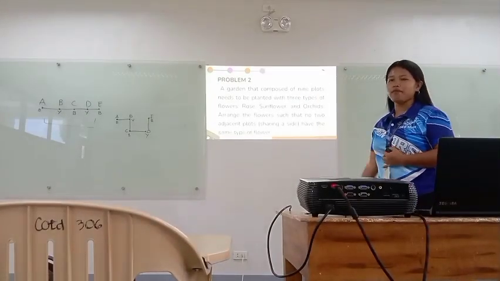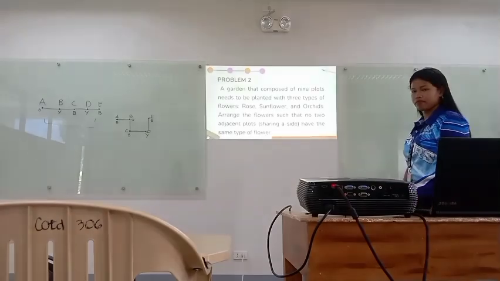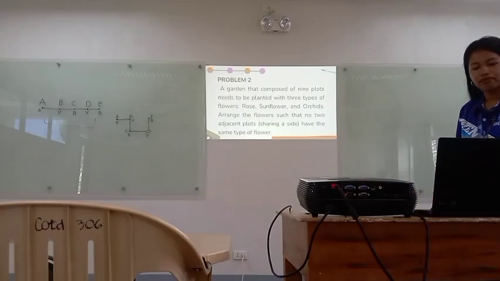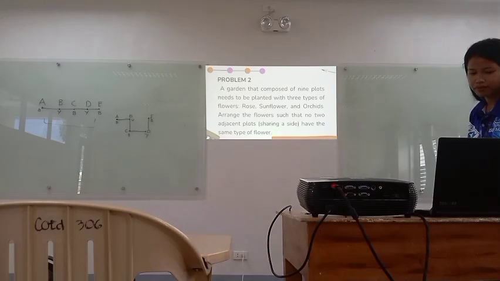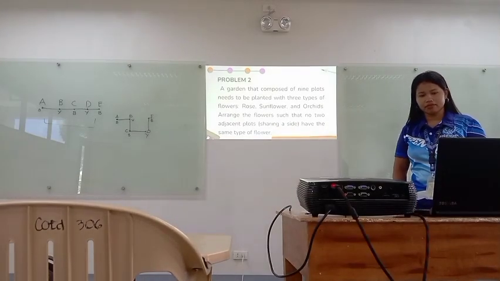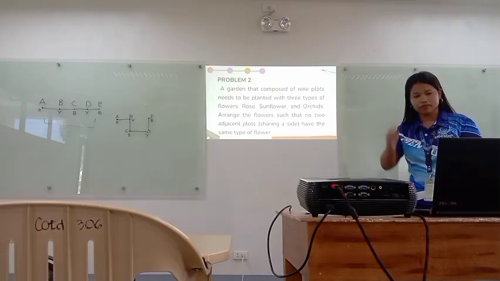Everybody, kindly read the problem. A garden composed of 9 plants needs to be planted with 3 types of flowers: rose, sunflower, and orchids. Arrange the flowers such that no 2 adjacent plants sharing a side have the same type of flowers.